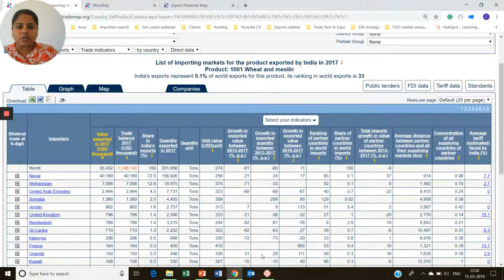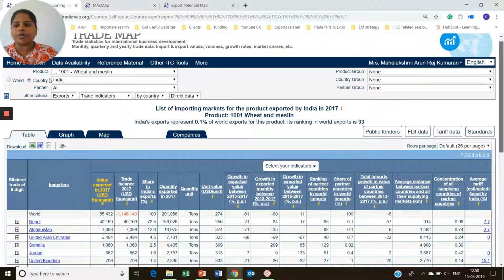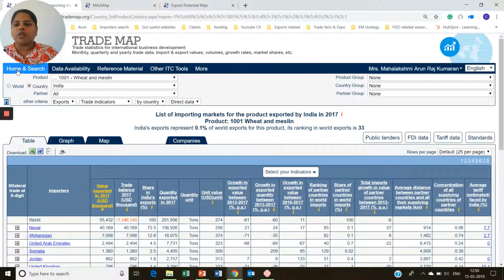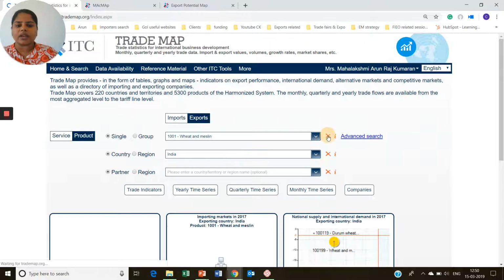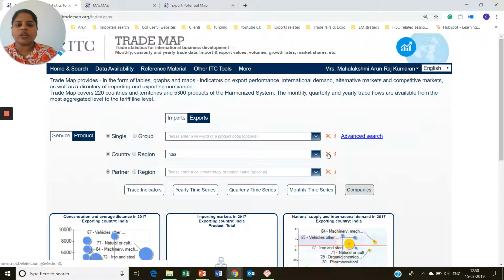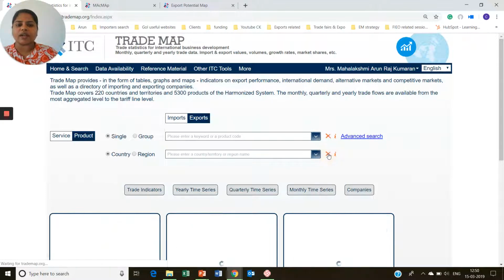That is where, in the third step, you will understand the obstacles and opportunities in that market. So this is the product based approach. If you want to know the market based approach, here you can see home and search. If you click on that, it will take you to a home page, and here you can leave this area blank, and this area also blank.